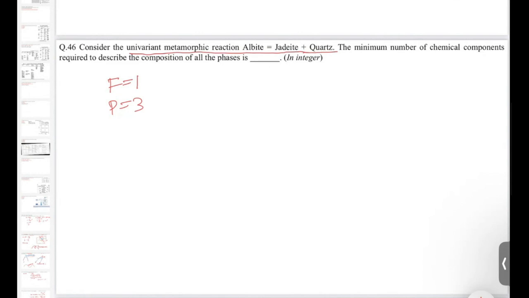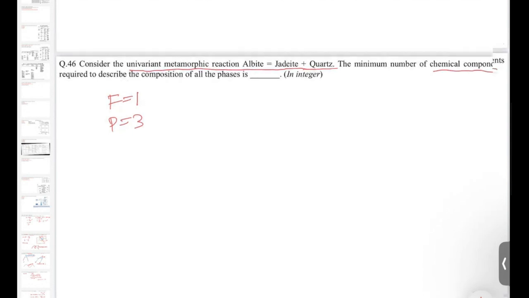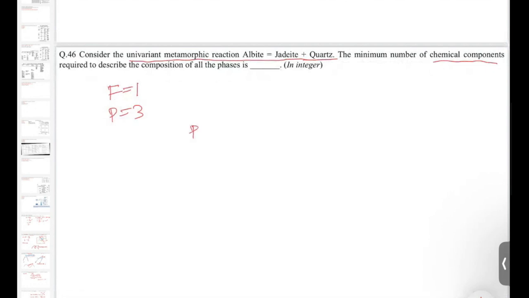And you are asked to calculate the minimum number of chemical components required to describe the composition of all phases. The phase rule is P plus F equals C plus 2. If you put these values in this rule, it should be 3 plus 1 equals C plus 2. So the value of C is equal to 2. Have you understood? Yes, sir. Okay.